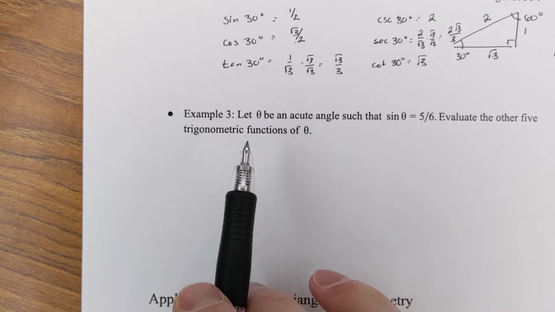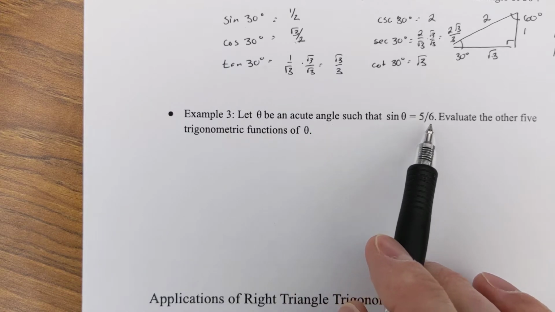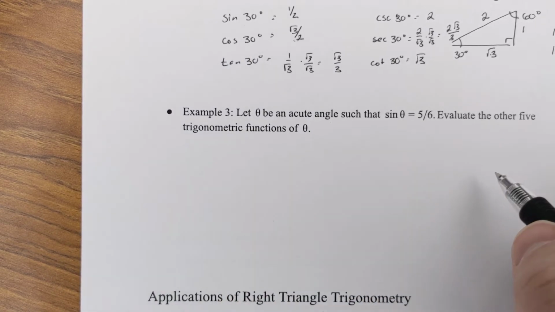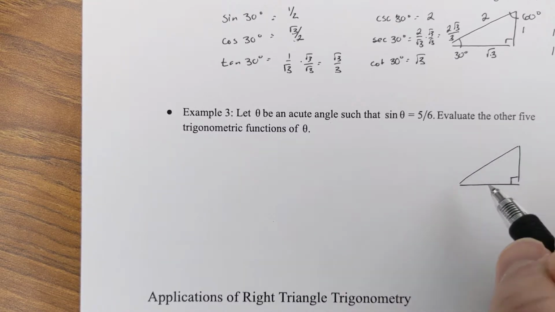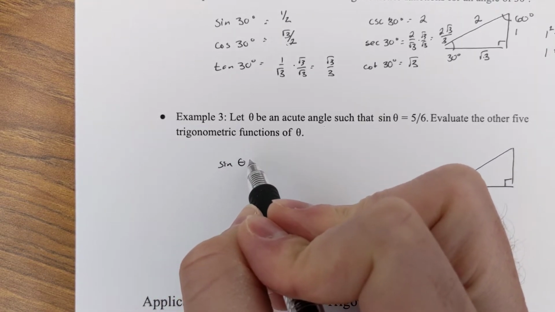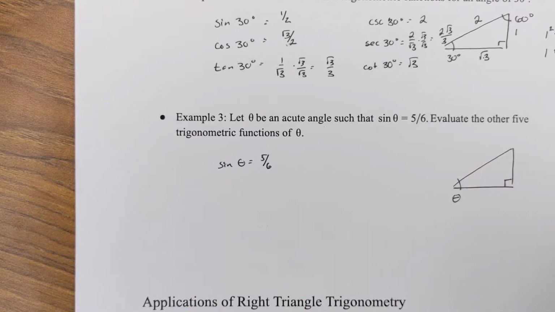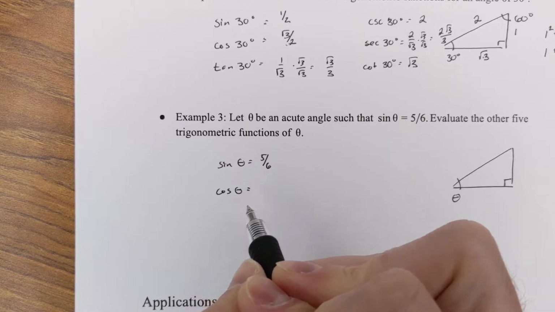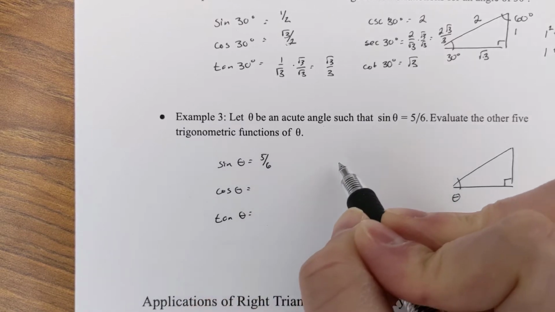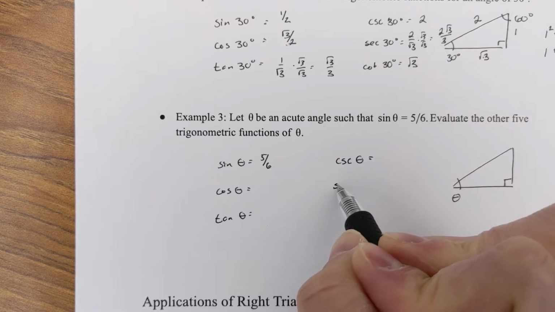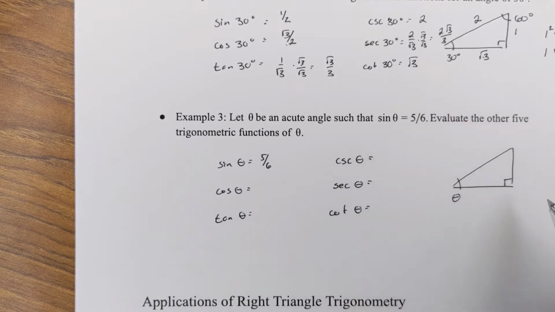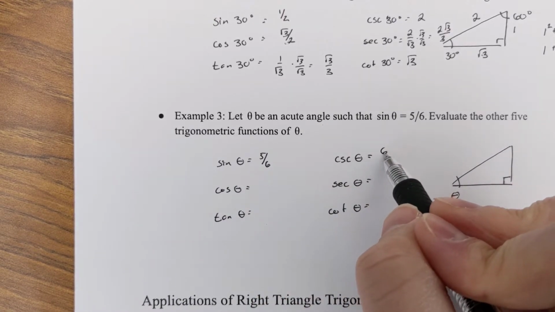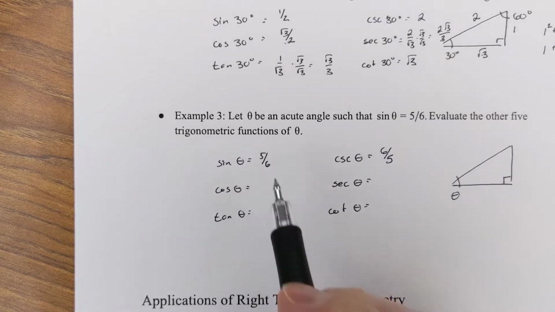Okay, so example 3. Let theta be an acute angle such that sine is 5/6. Evaluate the other 5 trigonometric functions. So draw your triangle. So right angle there. So I know sine is 5/6, and my angle always sits down here. So sine of some angle is 5/6. So I also need to find the cosine, the tangent, the cosecant, the secant, and the cotangent. Now I can actually do cosecant without doing any more math because these are reciprocals. The cosecant is 6/5. Flip the fraction over.